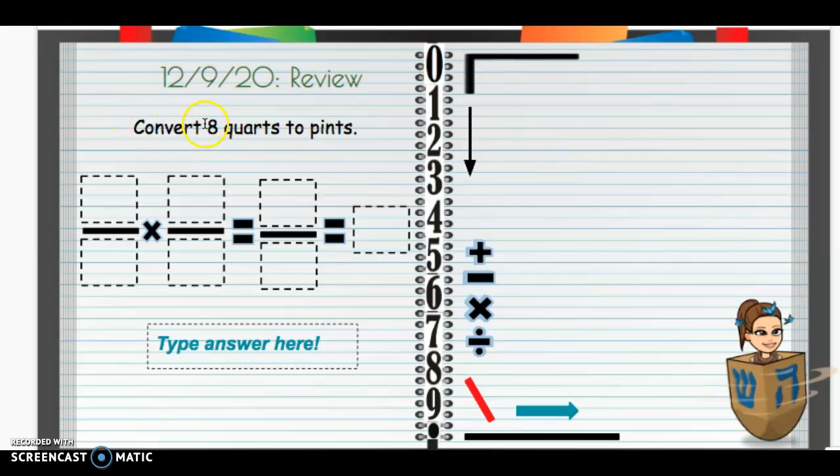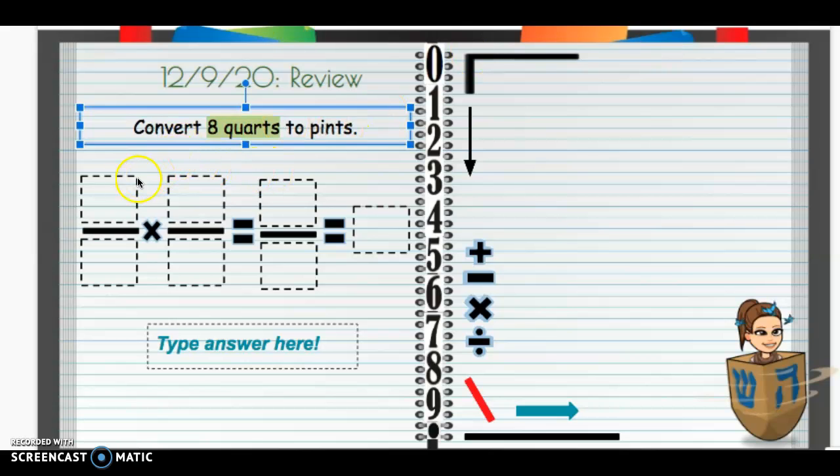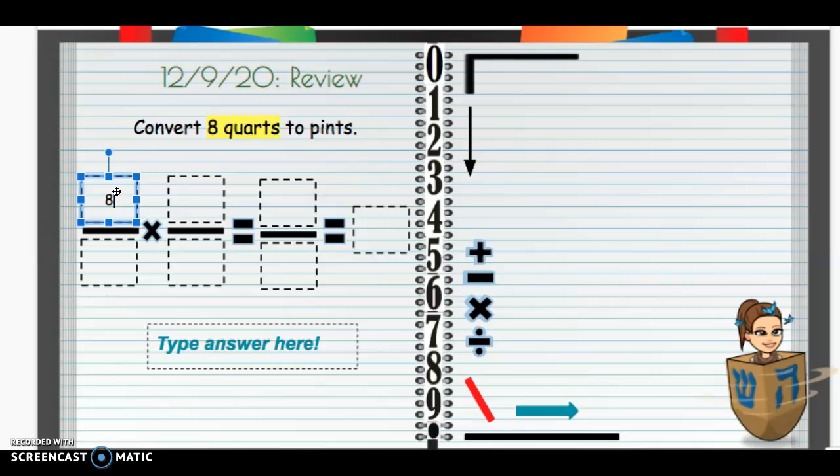All right, so we have to convert 8 quarts to pints. So what we know goes above in our first one over 1. So you do 8 quarts. You can do QT over 1.